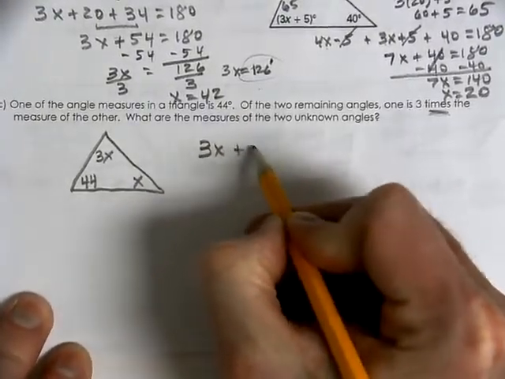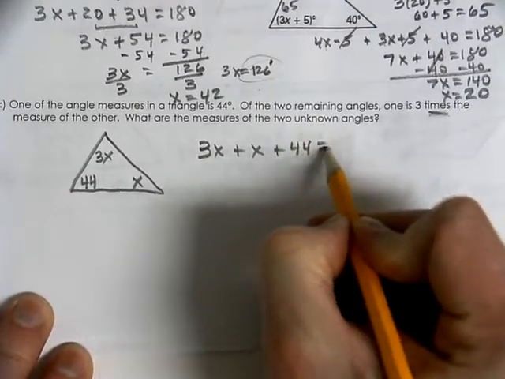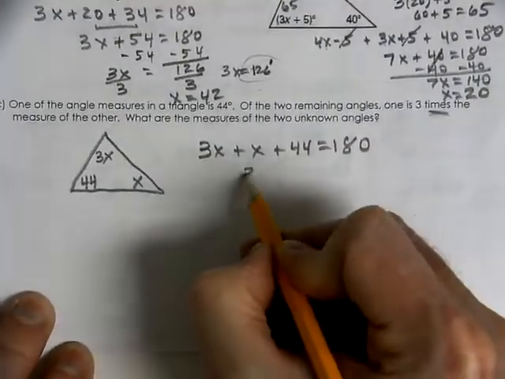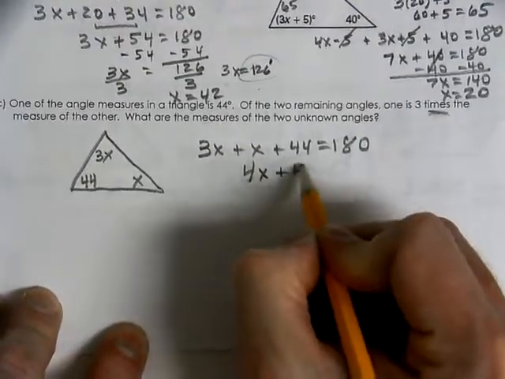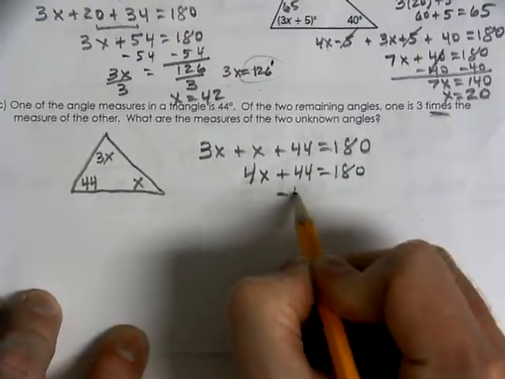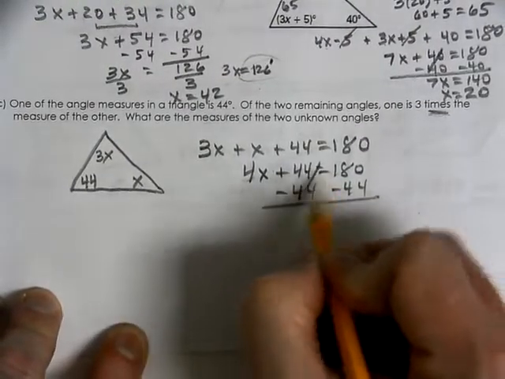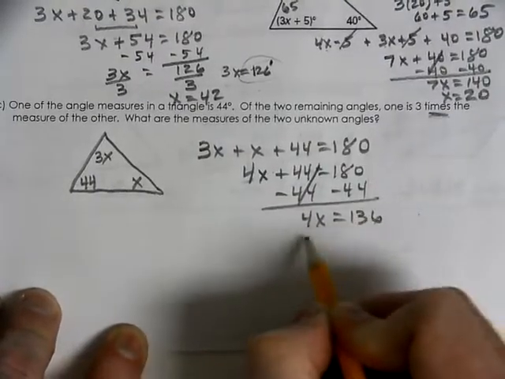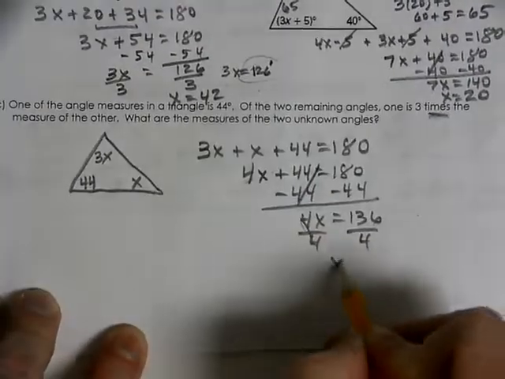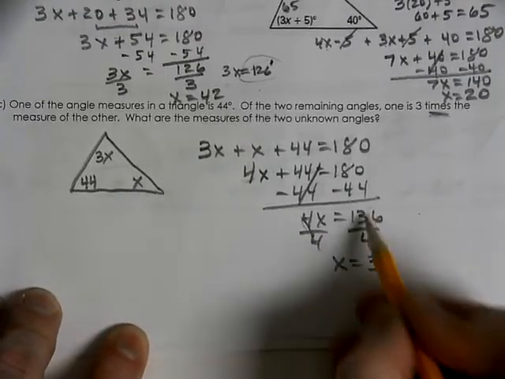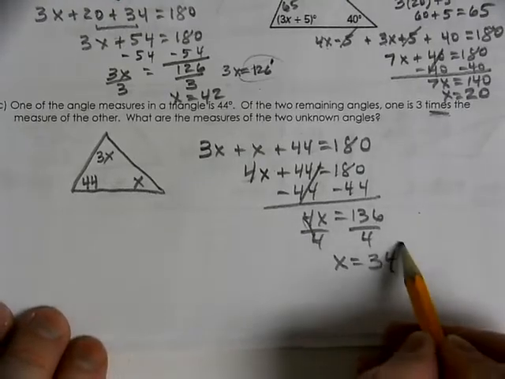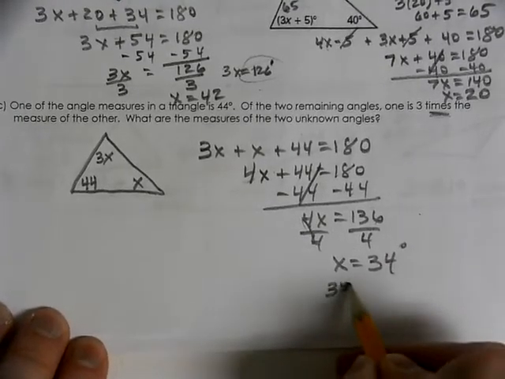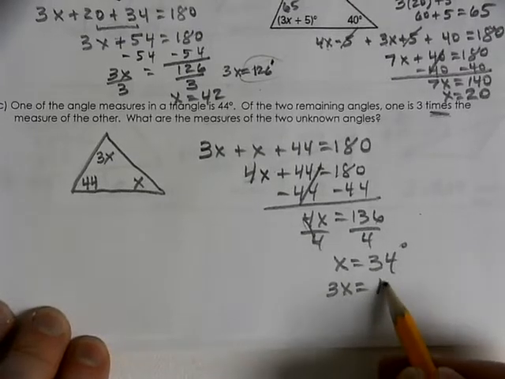So we have 3x plus x plus 44, making our 180. That makes a total of 4x. And we subtract our 44 across to get 136. That's going to go in there 3 times, and that's going to go in there 4. So 34. So we have an angle worth 34, and we have an angle worth 3x, which would be 3 times that amount, which is 102.